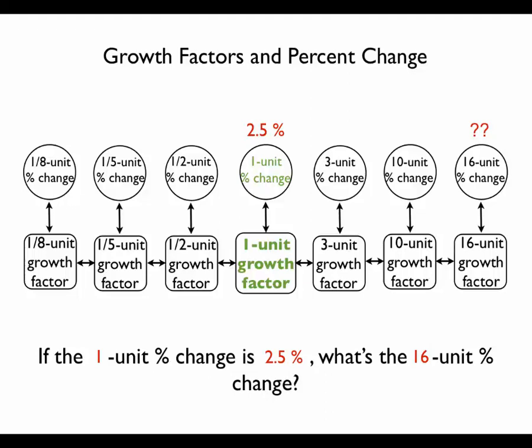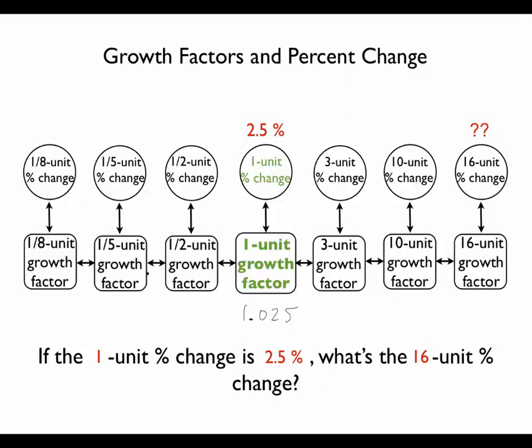Okay, Marlene. How'd you do? Did you get it? Can you talk me through it? So if we're here at the 1 unit percent change, how are we going to find the 16 unit percent change? It's going to be through the growth factor. So which growth factor are we going to get first? If we have 2.5% increase, what's the corresponding growth factor? 1.025.